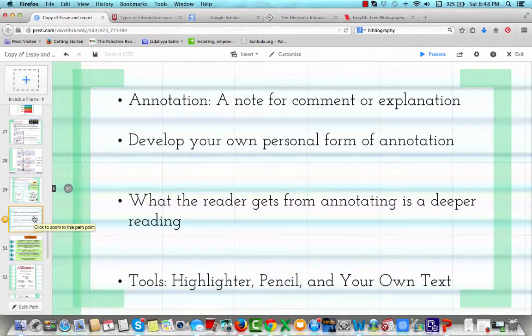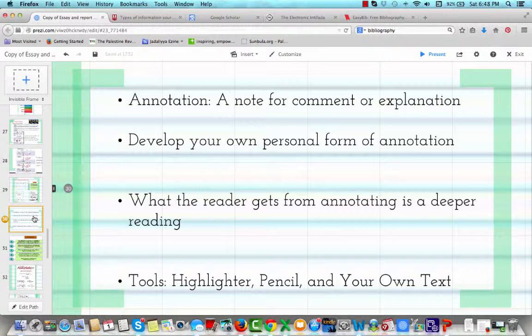So, in annotation, a note-taking is simply writing notes, right? There's a huge article and you're simply writing specific notes about it. But an annotation is a note for a comment or explanation. So it's defining that note. And then you always develop your own form of annotation. This is a given. And what do you get out of annotating? It's simply a deeper understanding. Now there are different tools.